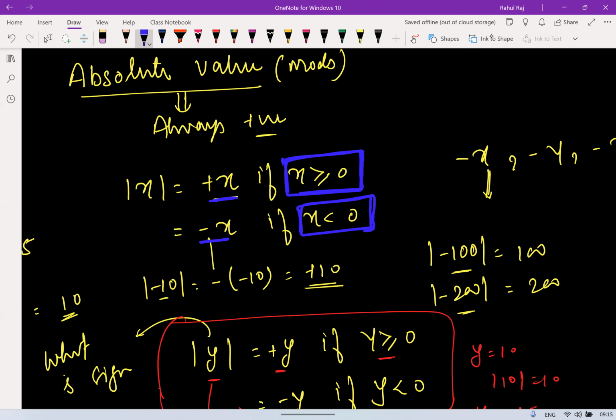So this is a proper conservative way of solving this equation. Please check, I have done nothing. I have just followed the definition of mod. Mod of x is equal to positive x if x is greater than or equal to 0. Mod of x is equal to negative x if x is less than 0. That's it, because you've given a simple x here.